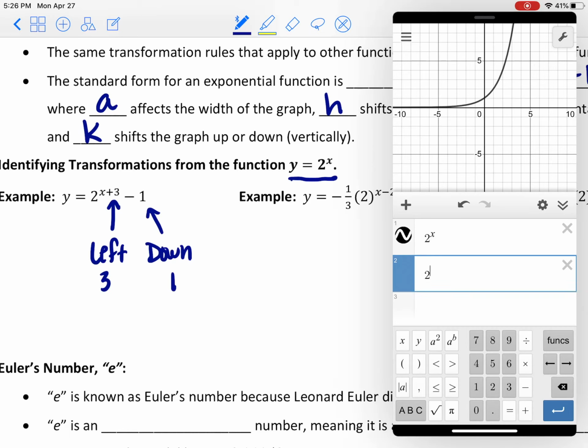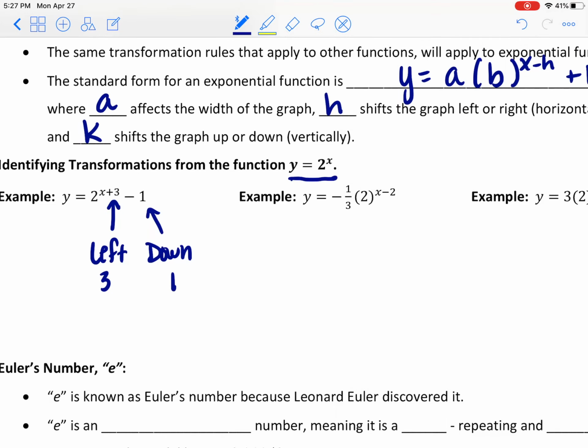Now, let's say you forgot. Remember, we do have technology that graphs for us, okay? So let me fix my graph here. If we're comparing 2 to the x power, and we want to know what happens with just the plus 3, let's put in 2 to the x, let's put a plus 3 in there, and we can see what happens.